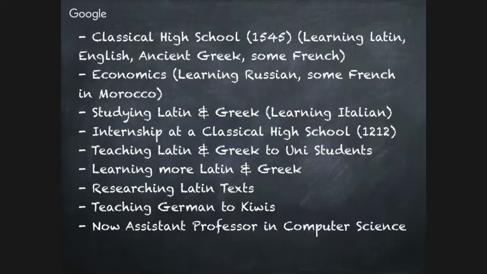But then I switched again, decided to become a high school teacher instead, and went back to the roots and studied Latin and Greek. I had to learn another foreign language to a certain level as well in this study course, so I learned Italian. I did an internship at another classical high school. This one was founded in 1212, and so it's just had its 800 years anniversary. And you might have heard of it. It was the Thomasschule in Leipzig, the school Johannes Sebastian Bach was cantor at.